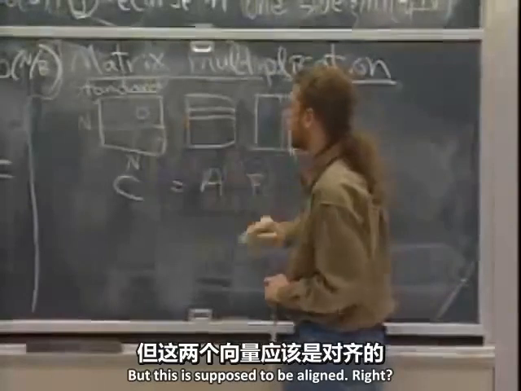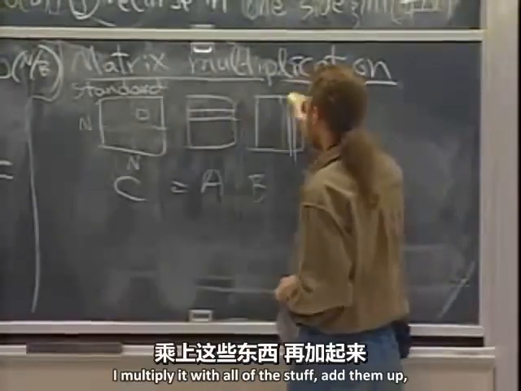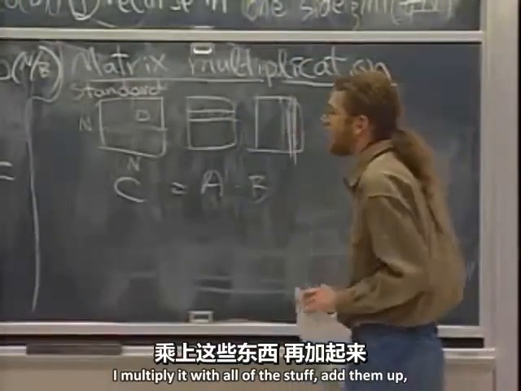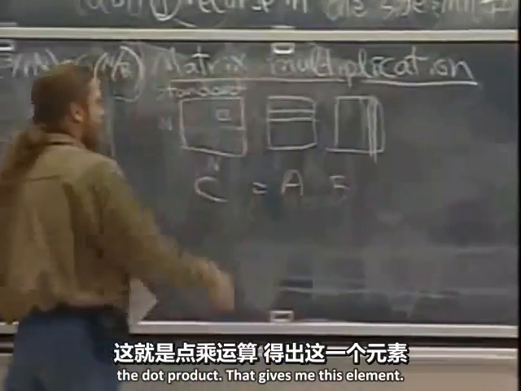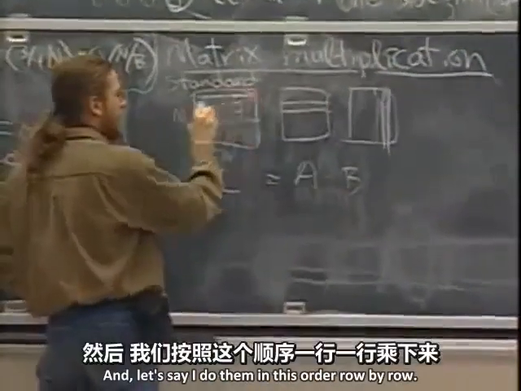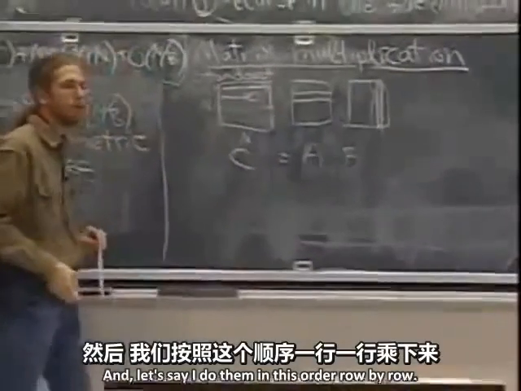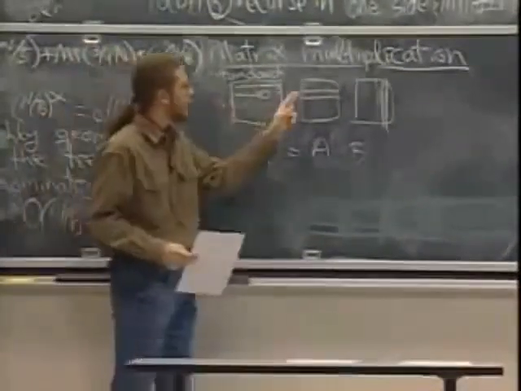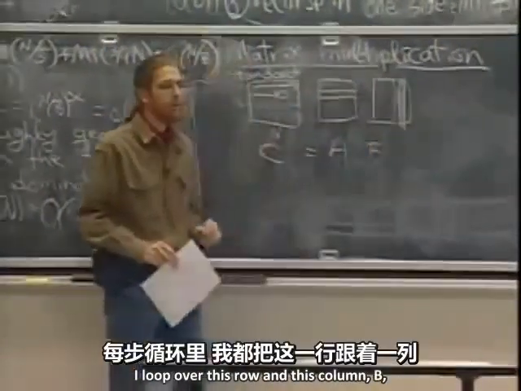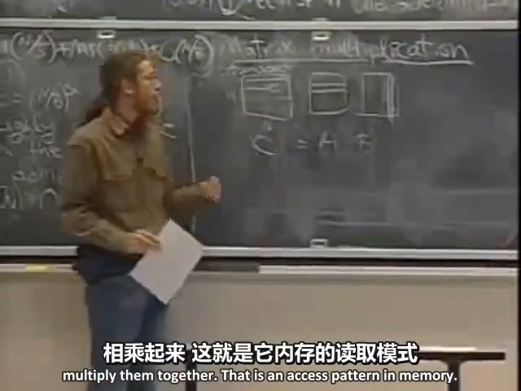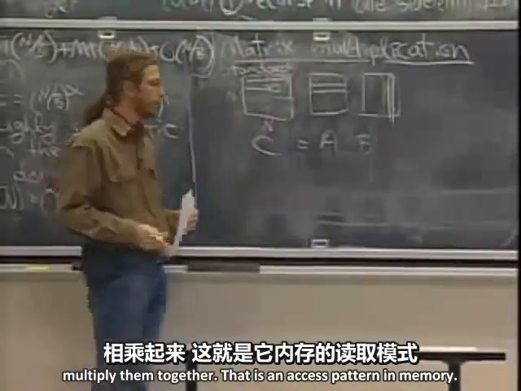But it's supposed to be aligned. Right? So I take all of this stuff, multiply it with all of this stuff, add them up, the dot product. That gives me this element. Let's say I do them in this order, row by row. So for every item in C, I loop over this row and this column of B, multiply them together. That is an access pattern in memory.